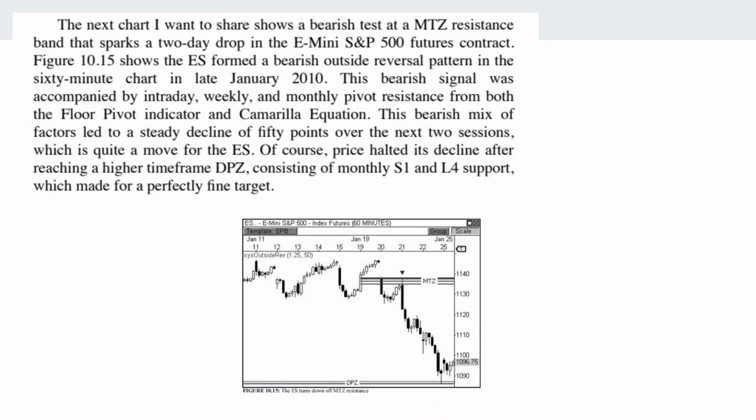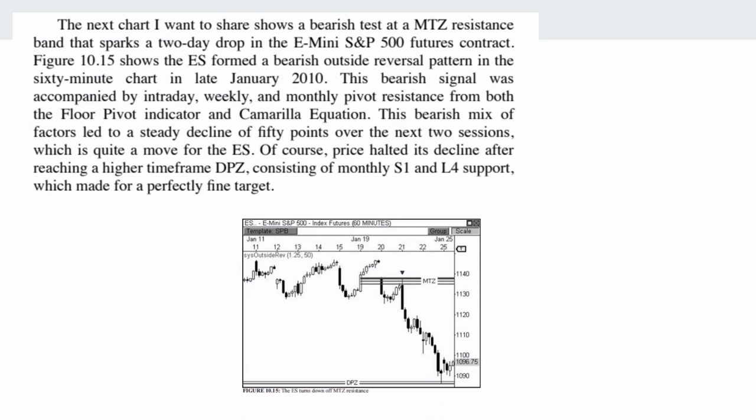And from there, like the previous example, the price started moving towards the double pivot zone on a higher time frame. What is the double pivot zone? That double pivot zone is nothing but monthly S1 and monthly L4 support. S1 is pivot support 1 and L4 is Camarilla support L4. When these two zones appear in the same place, the price is expected to reach there, which made for a perfectly fine target. Clear? So this is the example he is showing for index futures again.